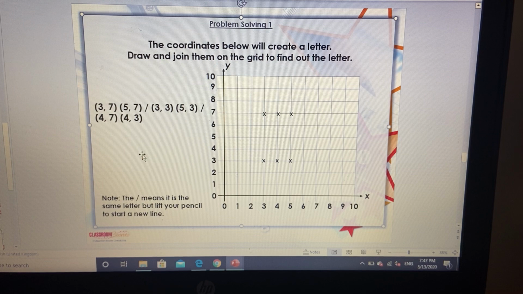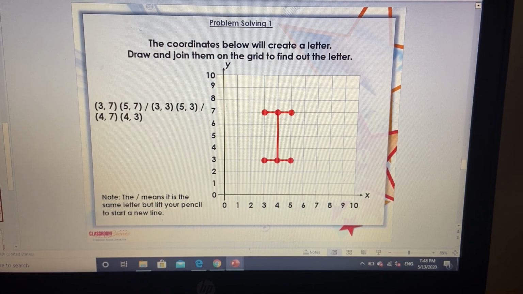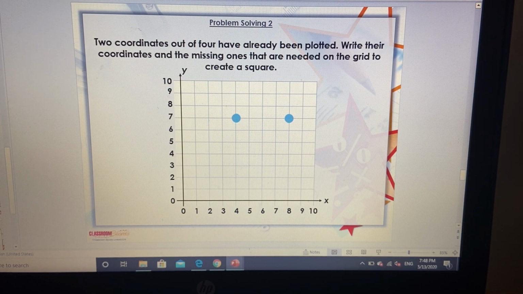You might want to pause the video for a moment because I'm going to move on to the answers again. And the letter you should have found should be a capital I. And I hope you got that right. I now want to move on to another problem solving activity. And here it says you've got two coordinates out of 4 have already been plotted. Write their coordinates and the missing ones that are needed on the grid to create a square.